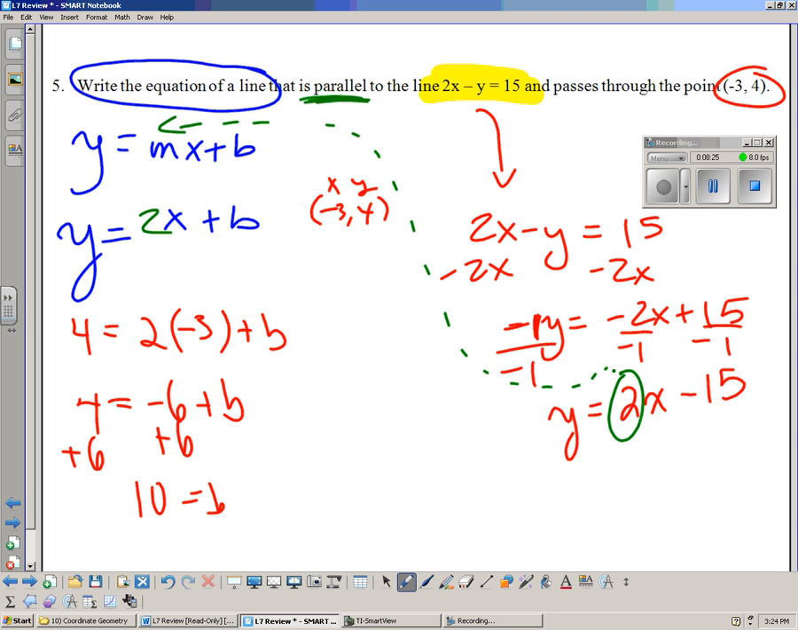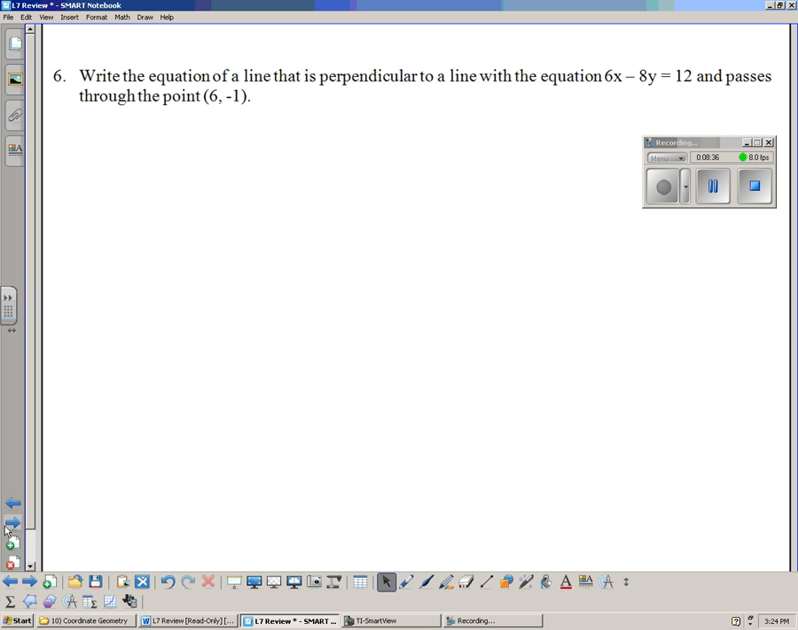So now we can kind of glue our final answer together. We have y equals 2x plus 10. And there it is. All right, number 6. We're going to write the equation of the line that is perpendicular. So a little different now, perpendicular to a line with this equation. And it passes through that point.